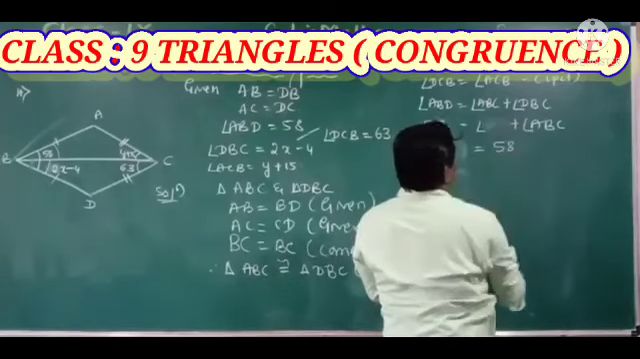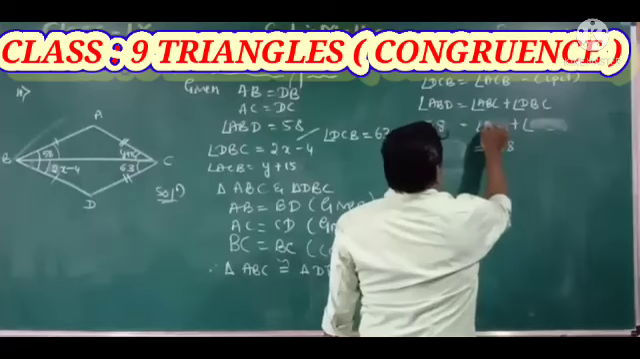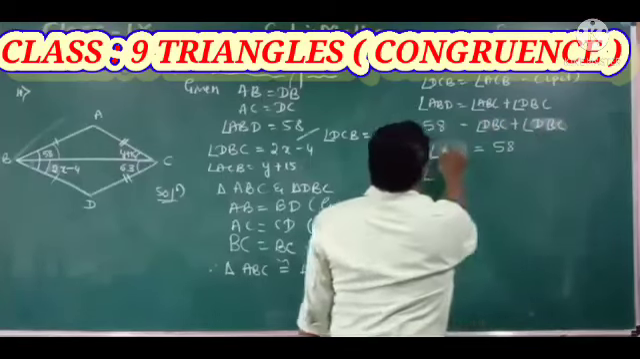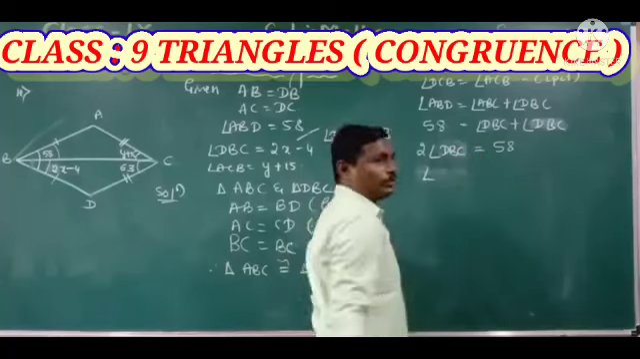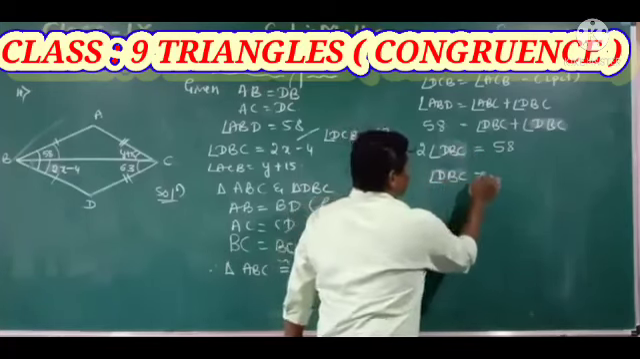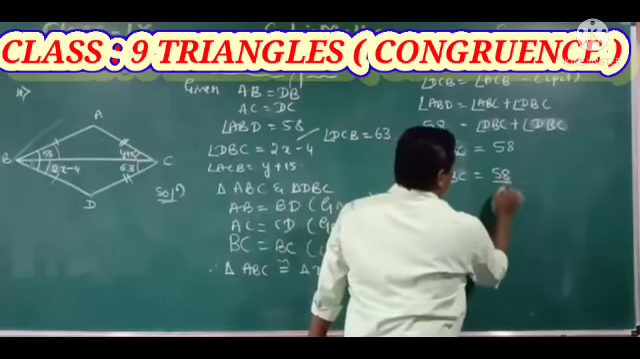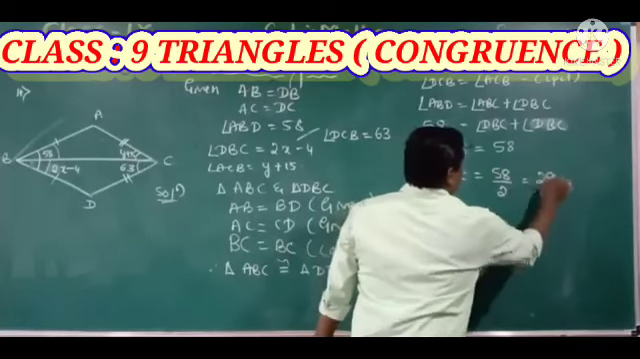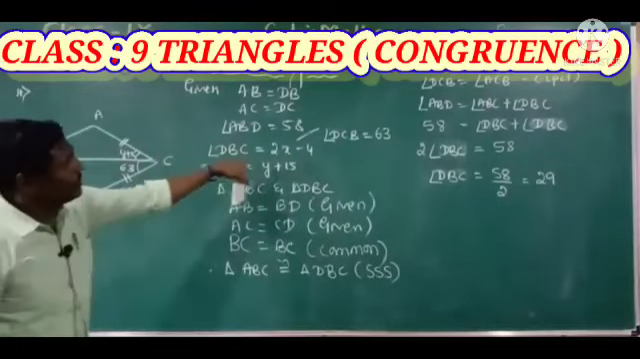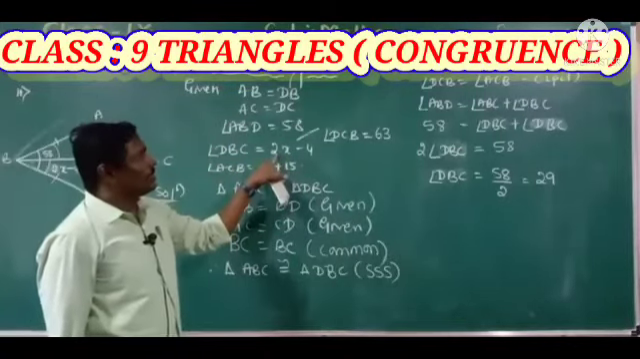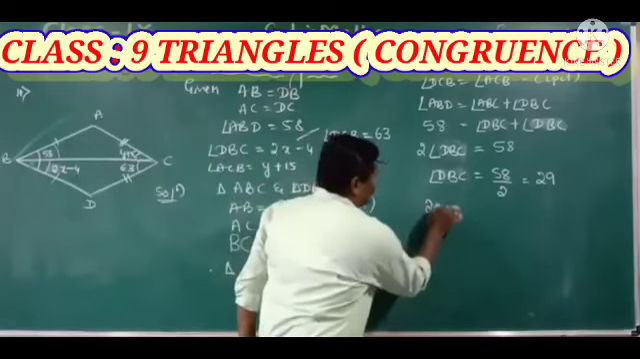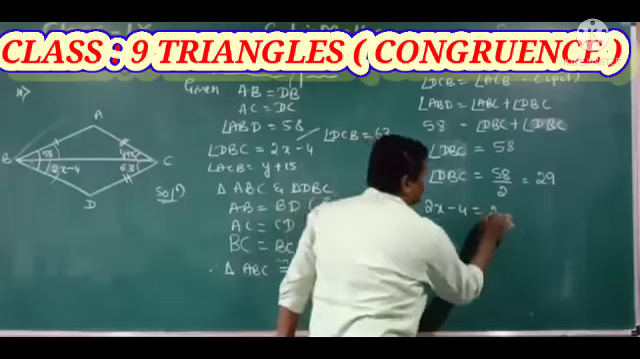Instead of ABC, we can take it directly as DBC. Angle DBC plus angle DBC, so 2 times the angle DBC is equal to 58. Now angle DBC is equal to 58 divided by 2, that is equal to 29. But they gave here angle DBC is equal to 2x minus 4. So 2x minus 4 is equal to 29.